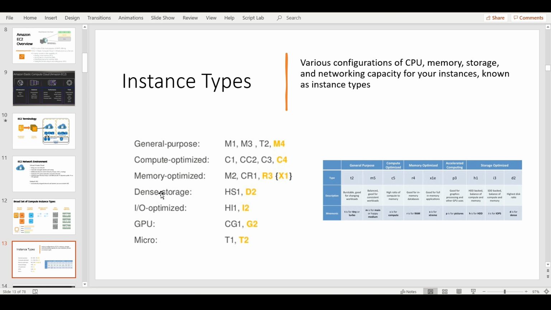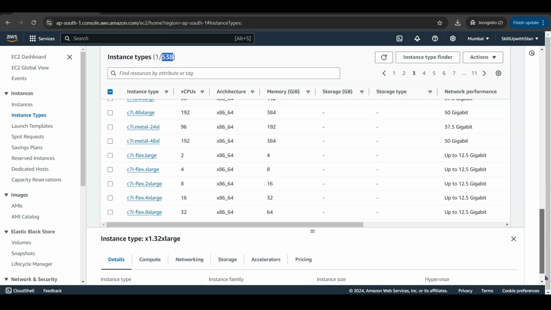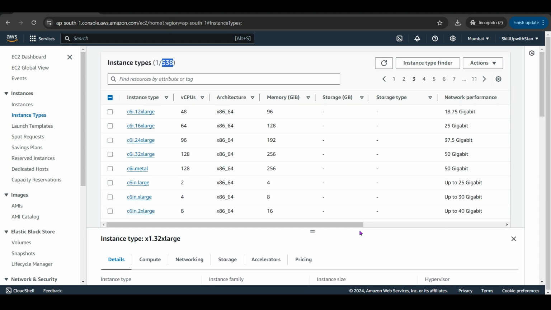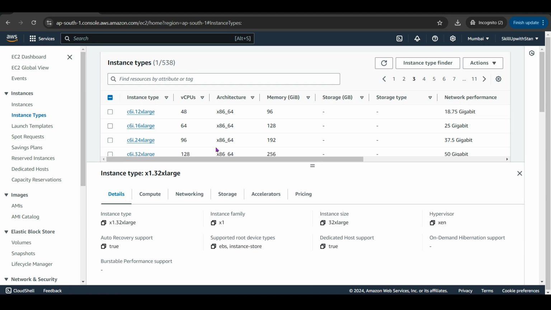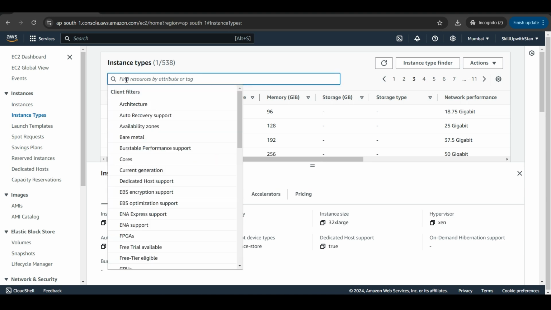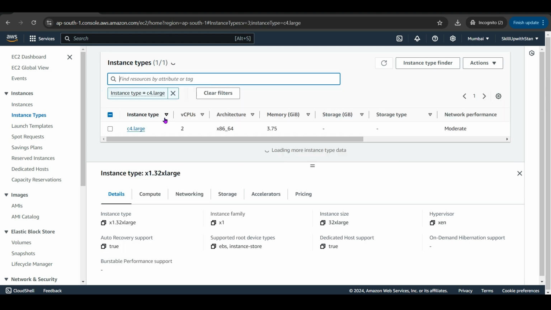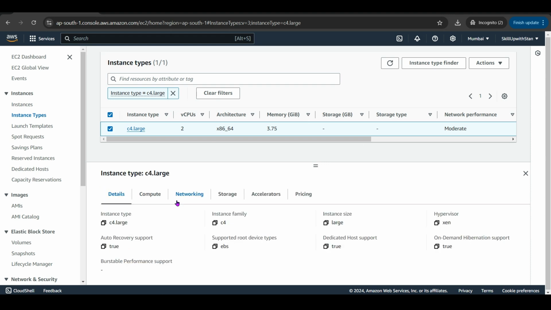And there are certain instance types which also support hibernation, like your laptop and stuff. You might be doing something and you want to save some cost. There are certain applications which also have the hibernation feature, right? Not all of them will have it. For example, let me show you. Let's say C4 dot large. Okay, so let me remove this. So you can see that this has the hibernation support.